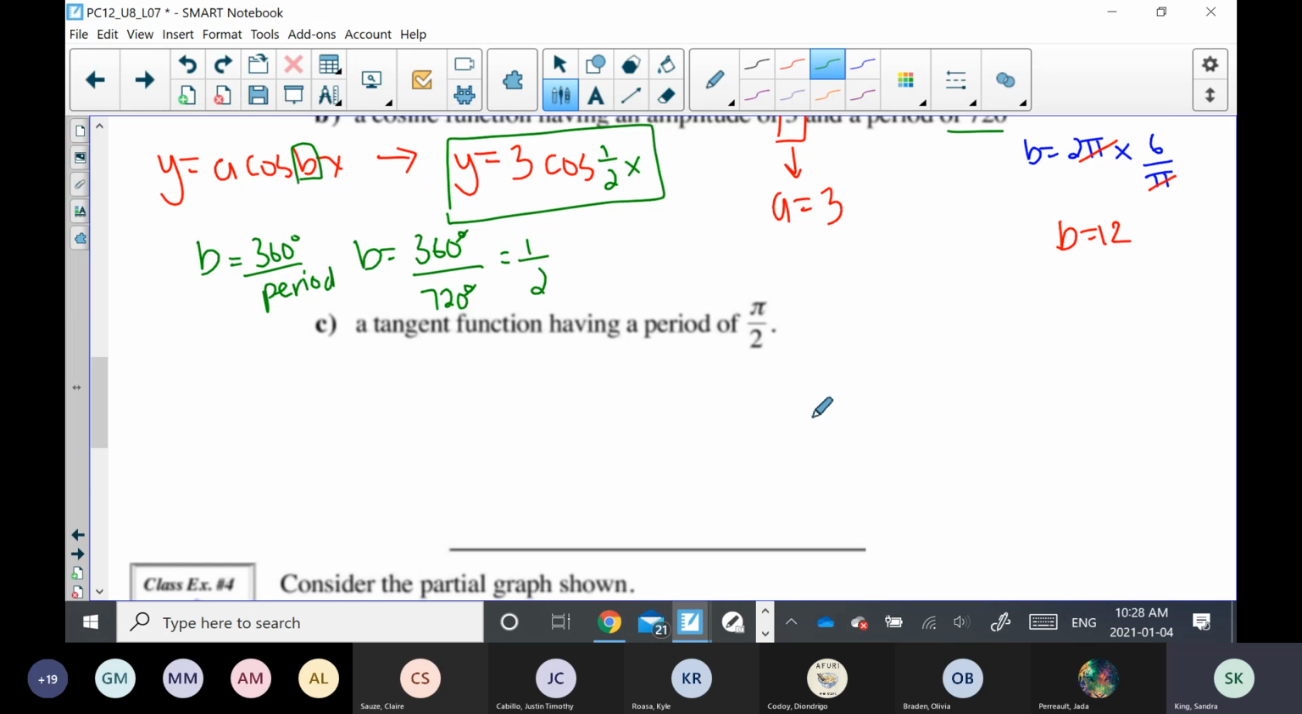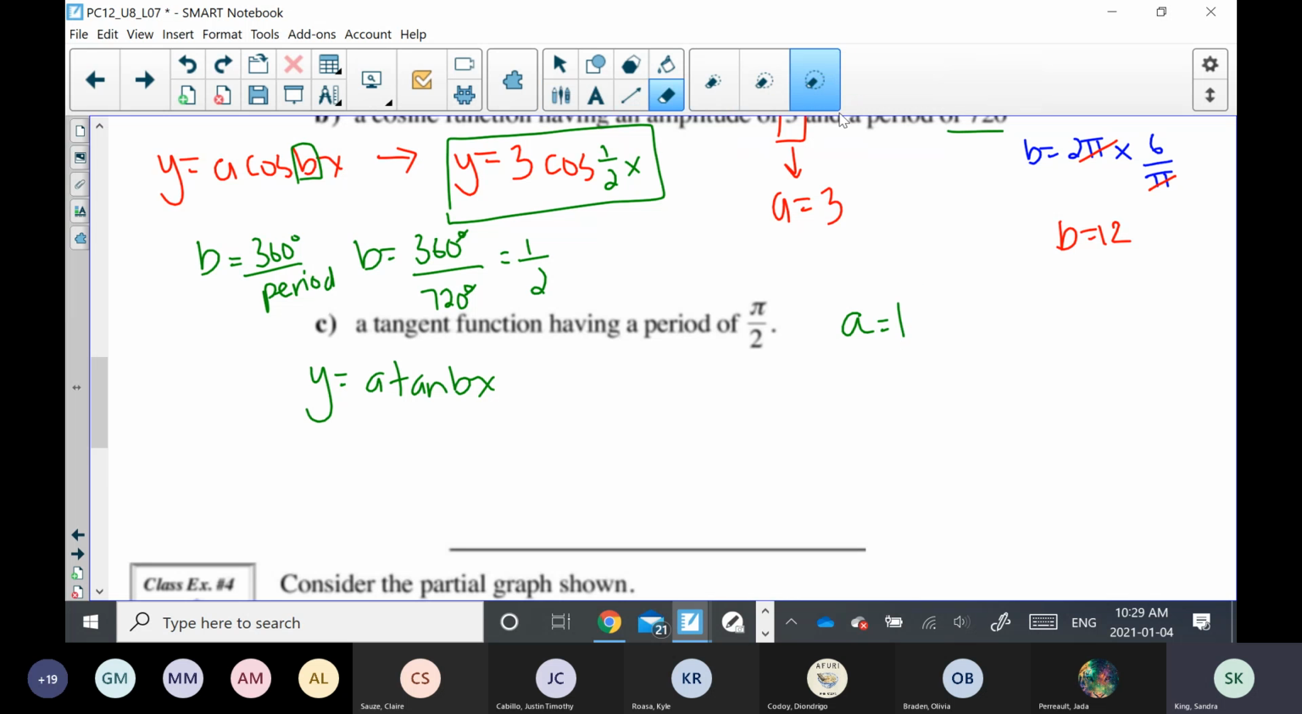Okay, a tan function having a period of pi over 2. It doesn't tell me anything about amplitude, so our amplitude is going to be 1. Oh, actually, we don't even know. Remember with tan amplitude, we don't even say because it goes to infinity, so it doesn't have an A value. So this is technically incorrect. It should just be this: y is equal to tan B of x. There is no A value. That's what it is for a tan graph.